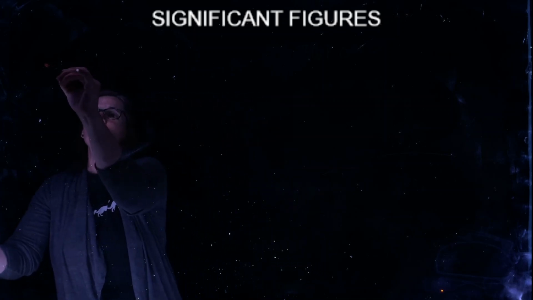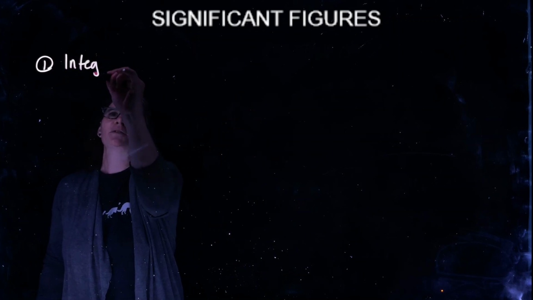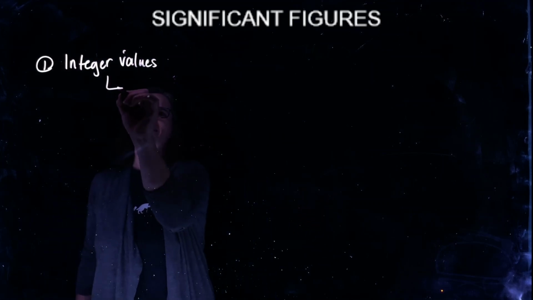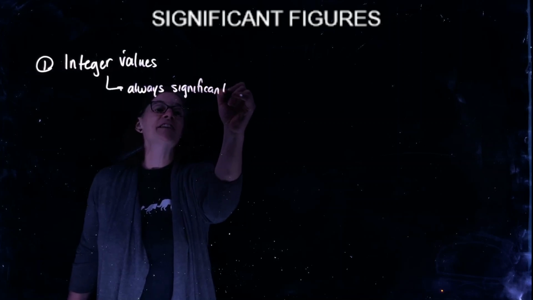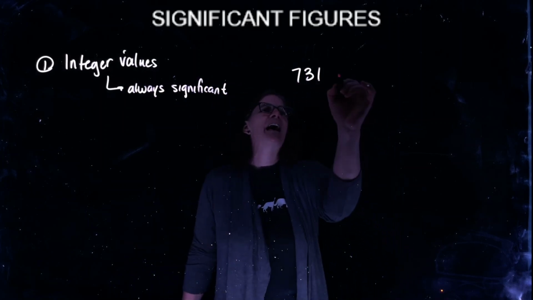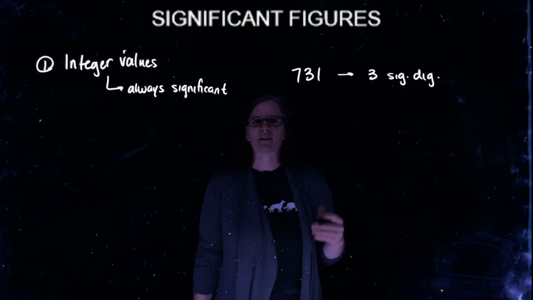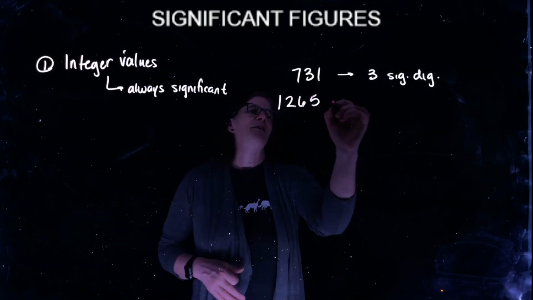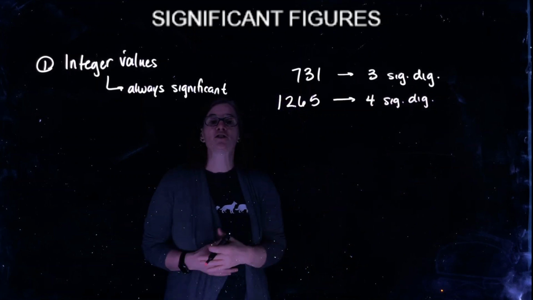We're going to look at two big rules, and rule number two is subdivided into a lot. The first is when we're dealing with integer values. Integer values are always significant. So if I have a number, let's say 731, I have three integer values in the number, so I have three significant digits, or significant figures. If I have a value of 1,265, four integer values, four significant digits. So regardless of what the number is, integer values are always significant.